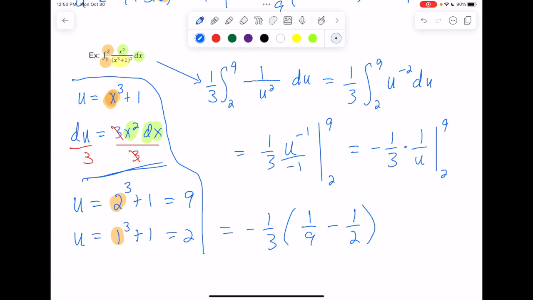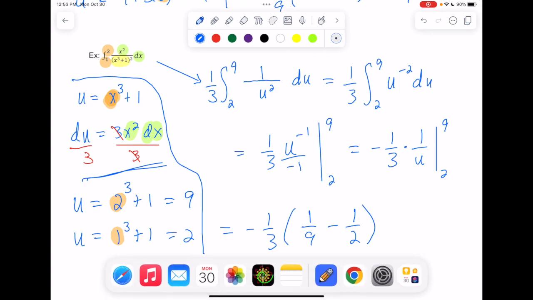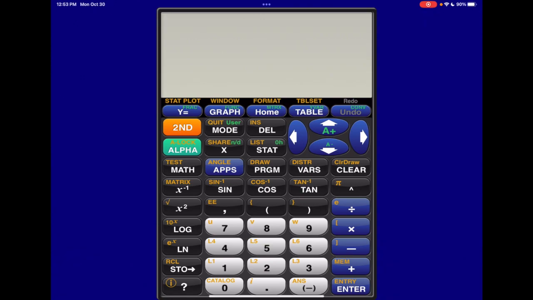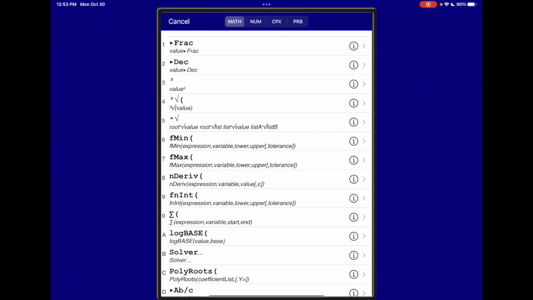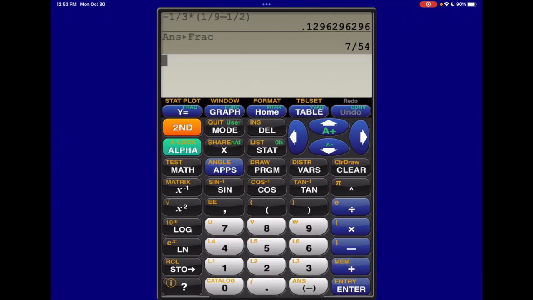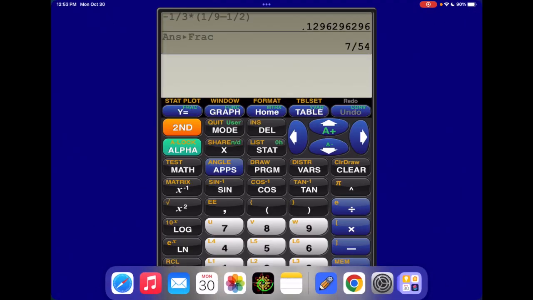This looks like a good one to go ahead and use our cheater skills on the calculator. So you could do the common denominator work and all that, fine. But I'm going to go ahead and just punch it in. So negative 1 divided by 3 times 1 divided by 9 minus 1 divided by 2. There's my answer as a decimal. Math, store fraction, enter. Looks like it's 7/54.